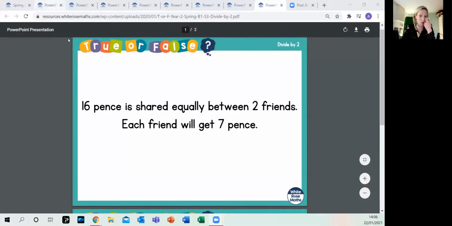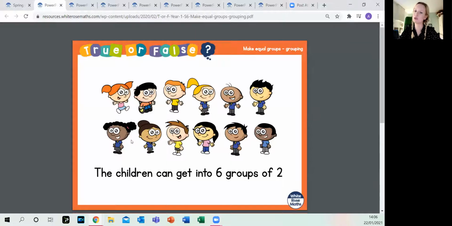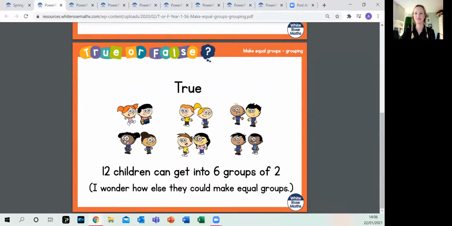Let's go over the answers and see how we got on. So we started off with: the children can get into 6 groups of 2. How many children are there together? 1, 2, 3, 4, 5, 6, 7, 8, 9, 10, 11, 12 children there. The answer is true. 12 children can get into 6 groups of 2. Can you see there how they've been grouped together? Well done. If you got true for that one, you can give yourself a nice tick.